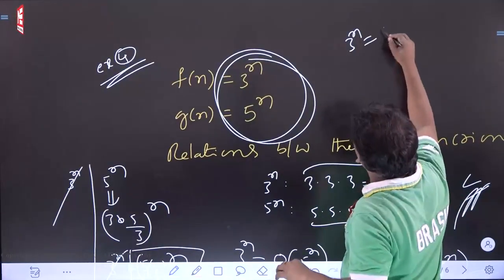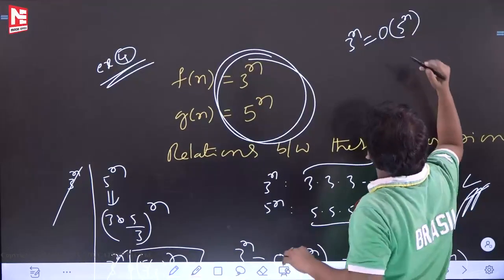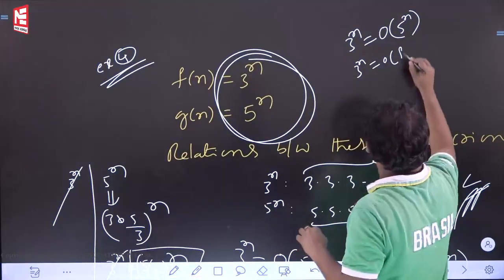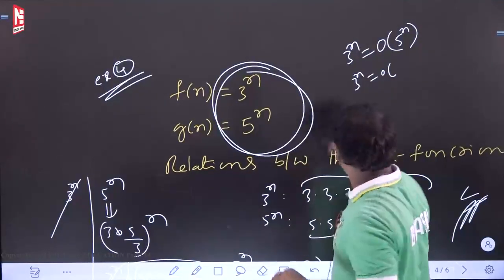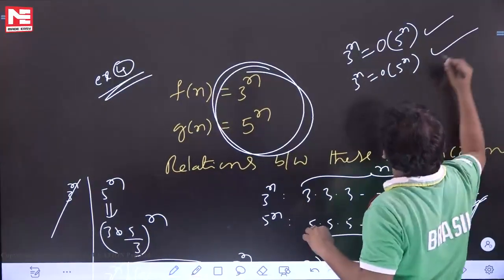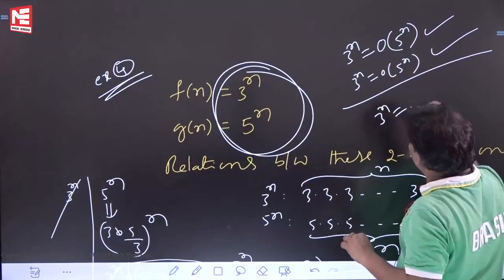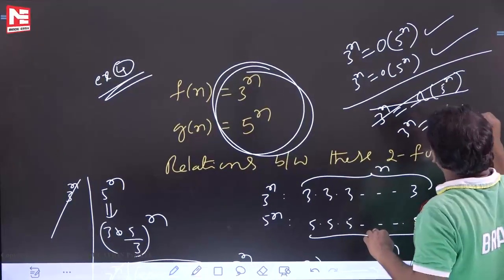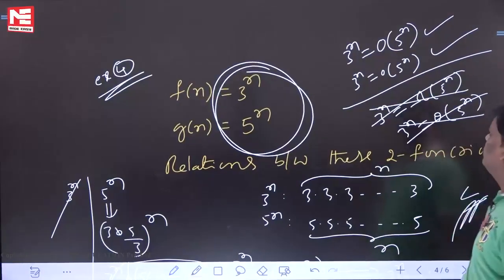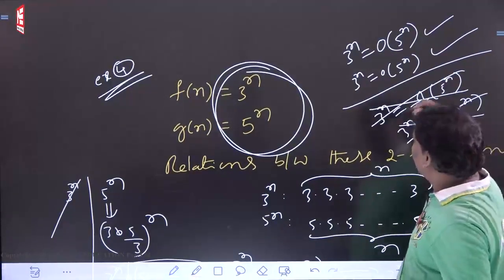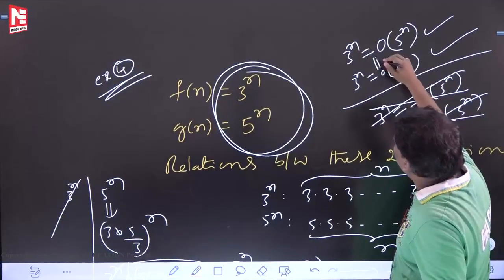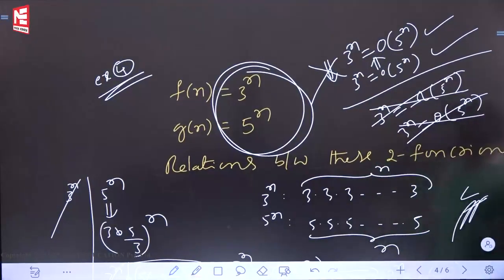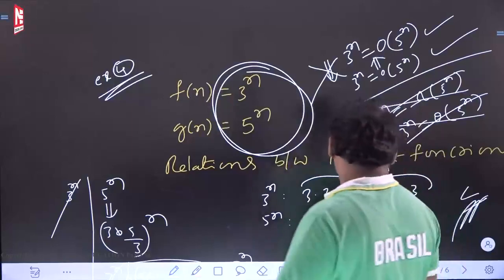This is the relation. 3 power n is big O of 5 power n. Next one, 3 power n is small o of 5 power n. These two are right. And one more, this is wrong: 3 power n is omega of 5 power n is wrong. Because this is wrong, 3 power n is theta of 5 power n is also wrong. And one more clarity: small o satisfied means big O also will satisfy. Big O doesn't mean small o. This is the answer for this problem.